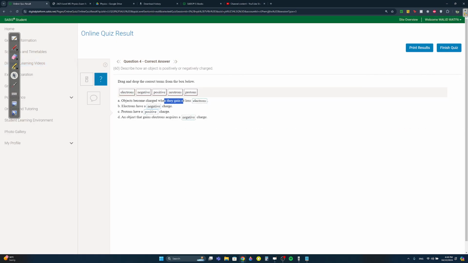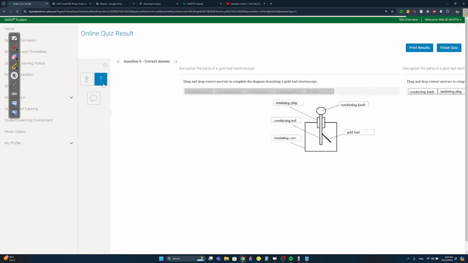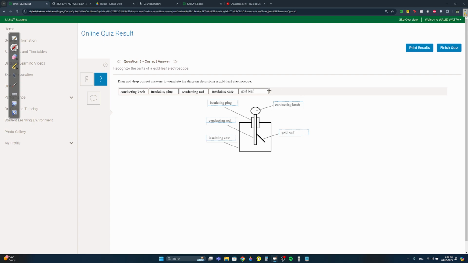Objects become charged when they lose electrons. This is written incorrectly. Electrons are definitely negative, protons are positive. An object that gains electrons definitely becomes negative. Know it, though. Will it come written? Honestly, I don't think so. But know it in case they bring it in the multiple choice on the computer.